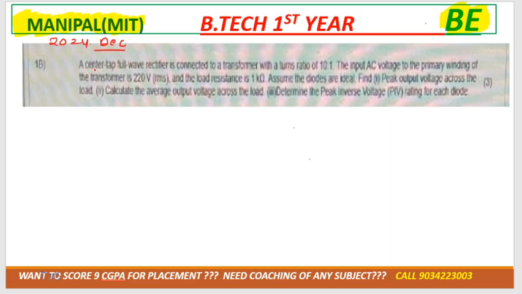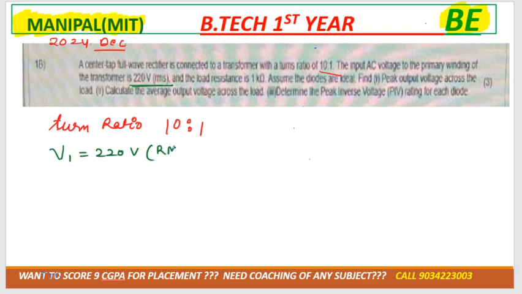This is, they said, a center tap full wave rectifier is connected to a transformer with a turn ratio of 10:1. So what they have given, turn ratio कितनी दे दी, 10:1. ज़्यादातर यही देते हैं. Then they have given the input AC voltage to the primary winding is 220 volt. Means V1 is how much? 220 volt. And that too they have mentioned कि it is RMS. नहीं भी mention करेंगे तो automatically we need to understand it is RMS only. Maximum नहीं होगा वो कभी भी. Until and unless they mention.